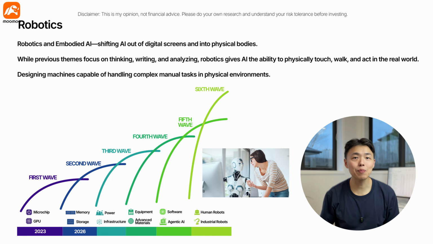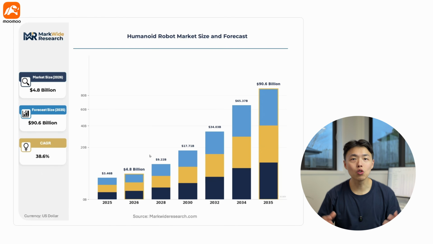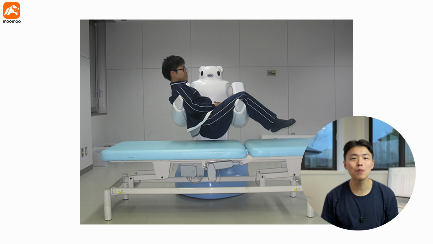This is AI stepping out of a screen and into an actual physical body. Robots can walk, can move, and can do physical tasks in the real world. The market is projected to grow from 4.8 billion in 2026 to 90 billion by 2035. It is already showing up in real places.